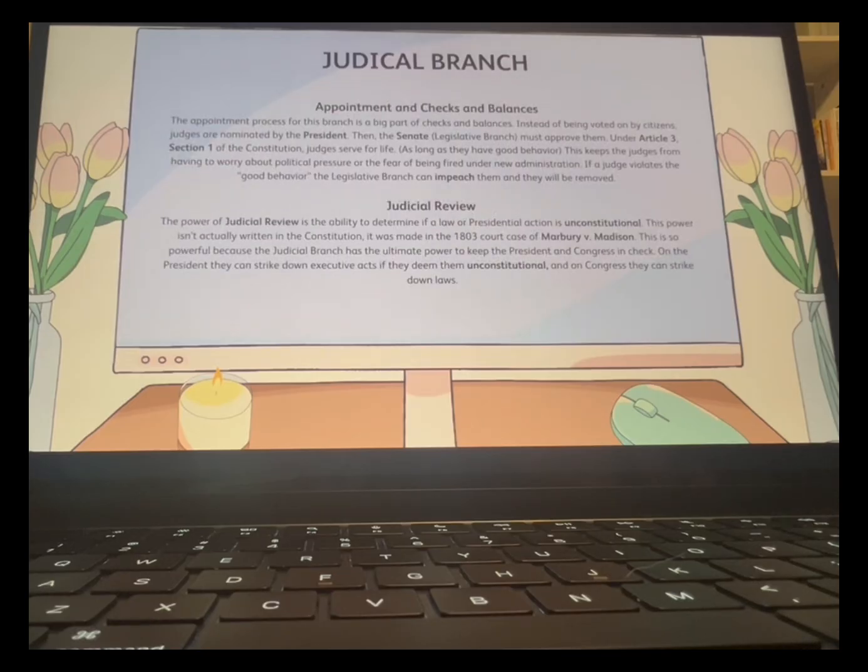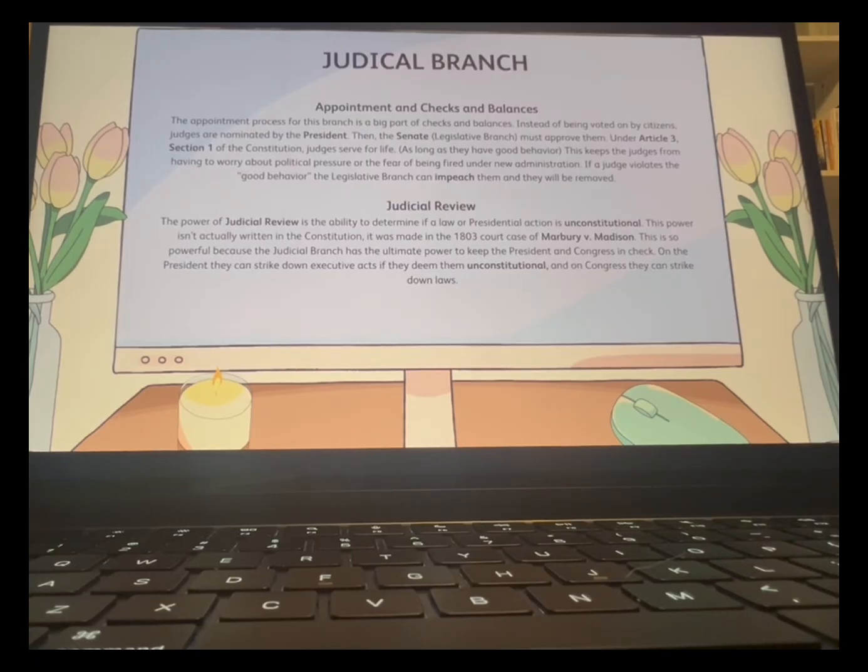The appointment process for this branch is a big part of checks and balances. Instead of being voted on by citizens, judges are nominated by the president. Then the Senate, from the legislative branch, must approve them. Under Article 3, Section 1 of the Constitution, judges serve for life, as long as they have good behavior, that is. This keeps the judges from having to worry about political pressure or the fear of being fired under a new administration. If a judge violates good behavior, the legislative branch can impeach them and they will be removed.